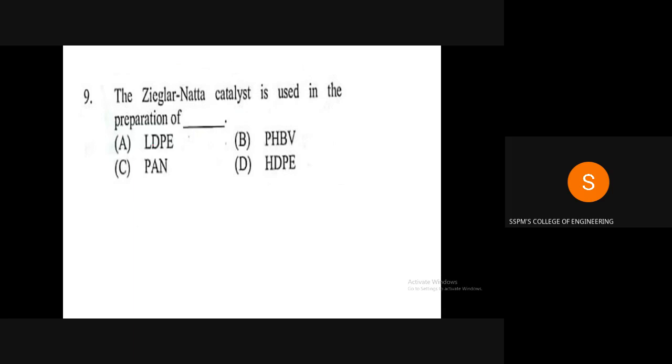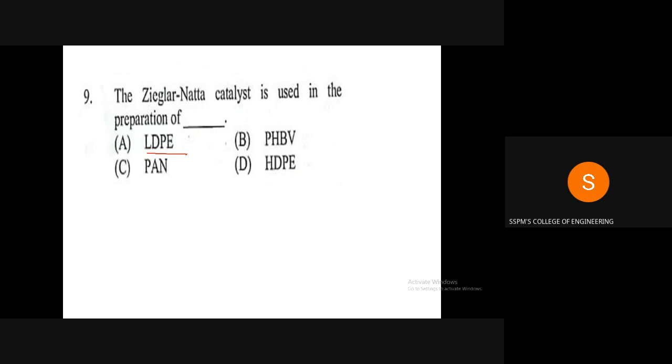Next is the Ziegler-Natta catalyst. It is used for the preparation of low density polyethylene. So, as I told you in the previous slide about the catalyst and its monomer, the polymer you should remember is HDPE. HDPE means high density polyethylene polymer. LDPE is a low density polyethylene polymer. So the Ziegler-Natta catalyst is used as a catalyst for the preparation of low density polyethylene polymers.